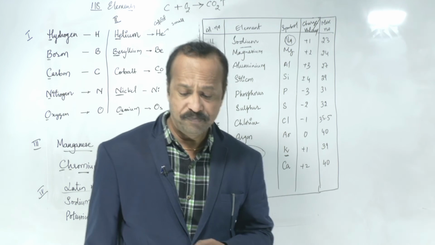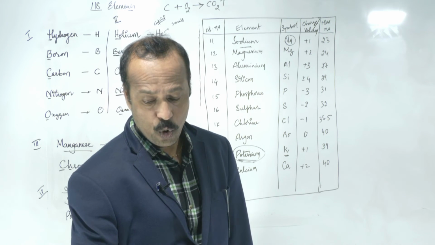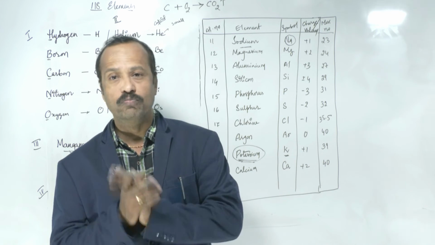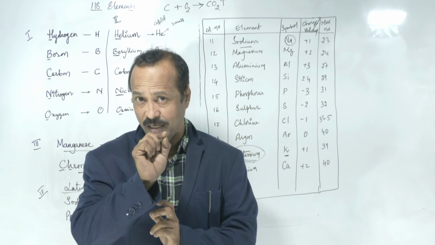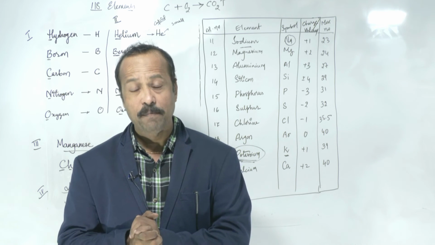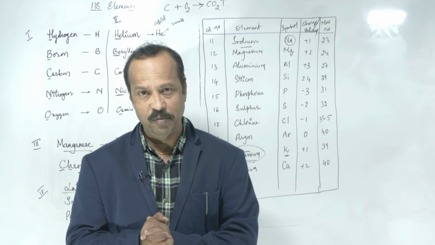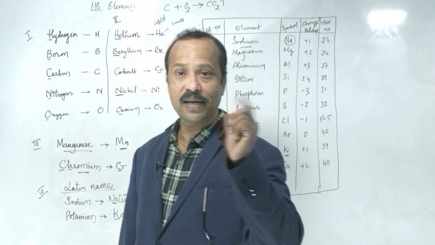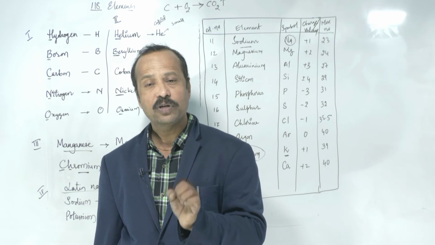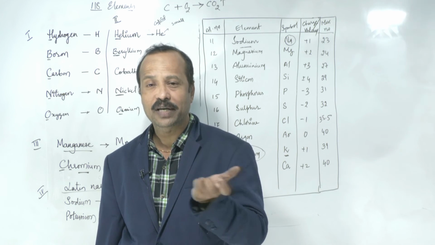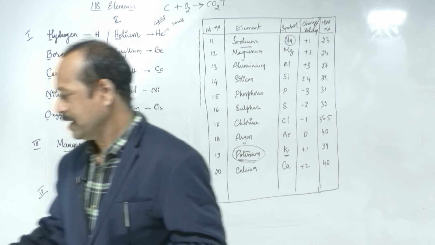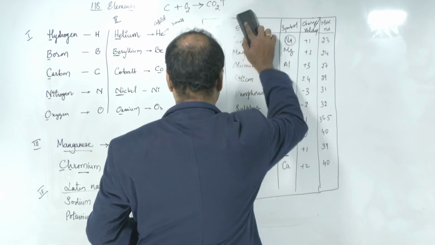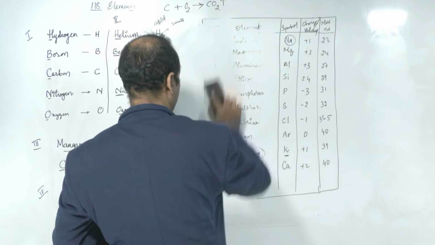Similarly, if you see gold, G-O-L-D, gold, but its symbol is Au. Gold starts with G, but its symbol is Au. Remember, gold's symbol is Au. This is also taken from the Latin aurum. Right? So like this, some elements' names are taken from their Latin language. So that is the fourth method of giving the symbols.